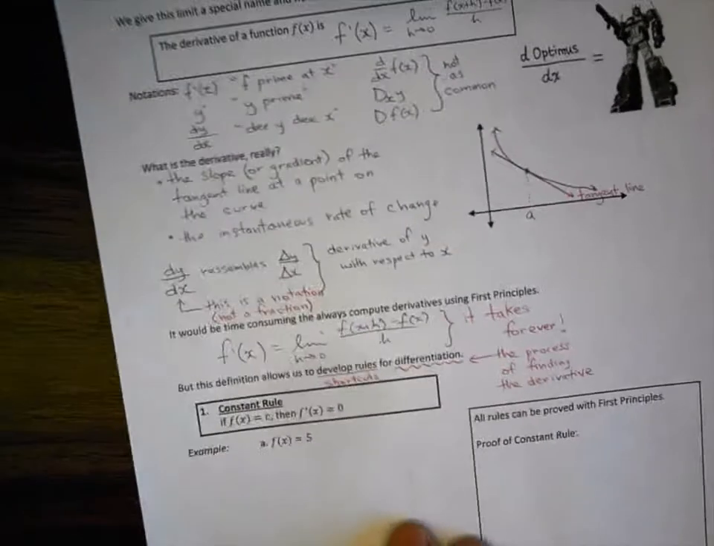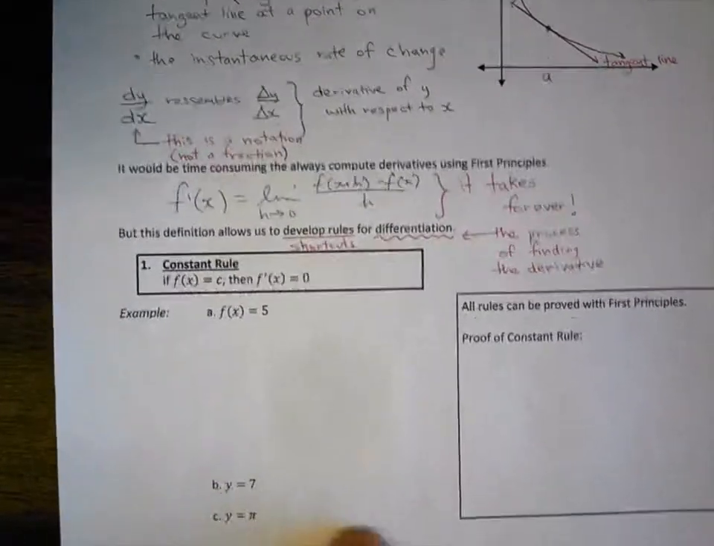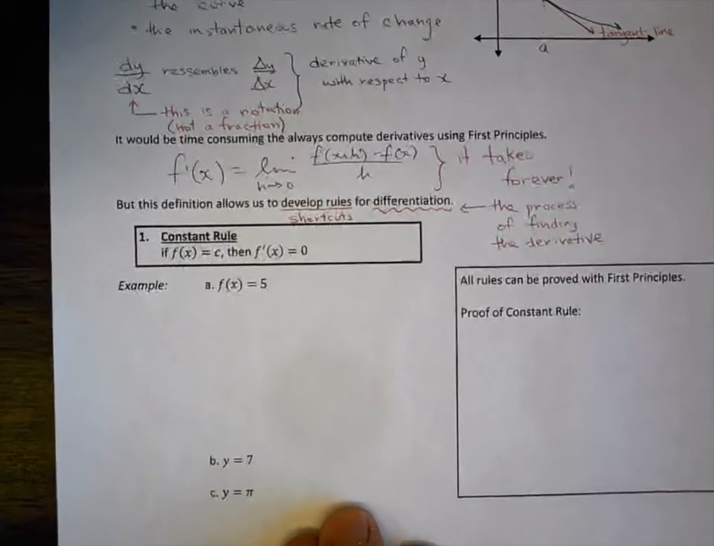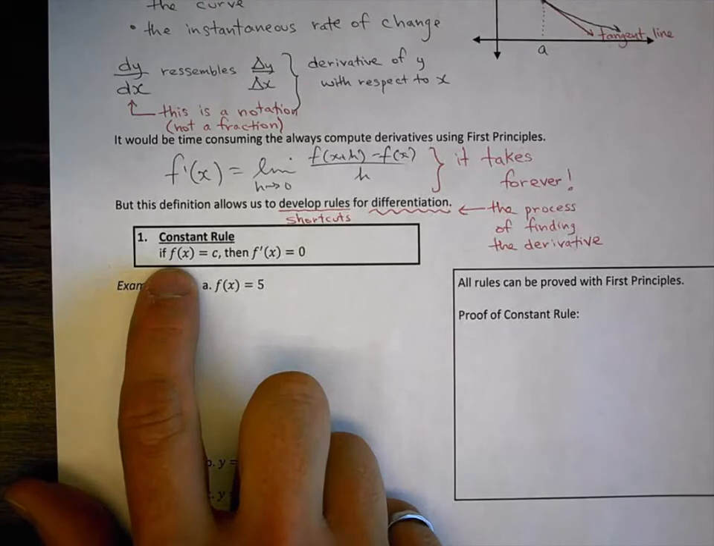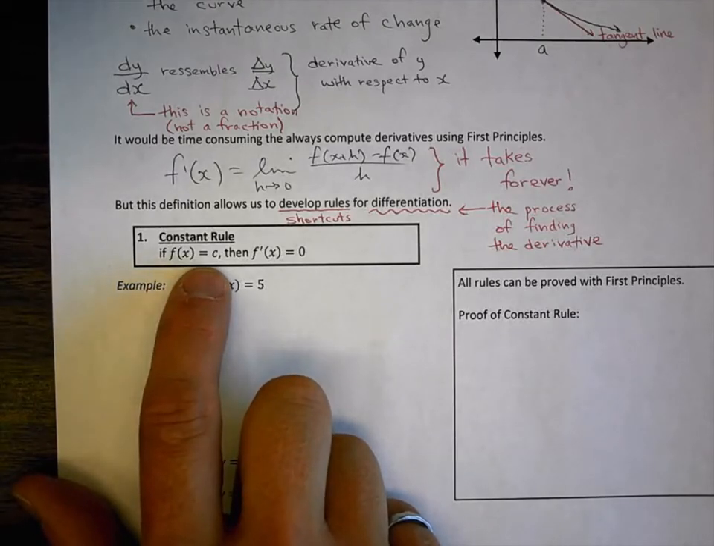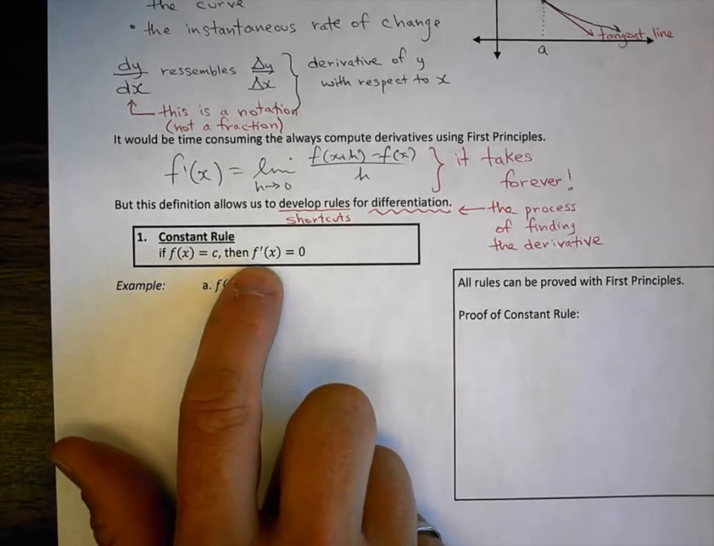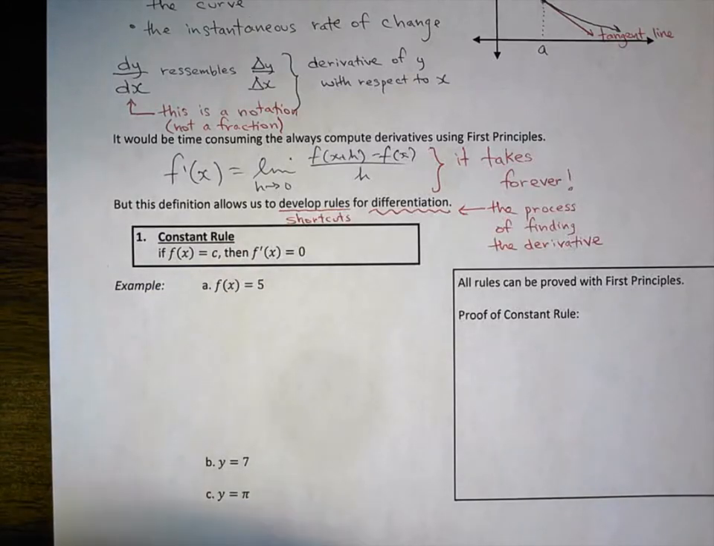Okay, so here we go. Let's start with our first rule. And there's going to be a bunch of them over the next few weeks, I guess. The first one, the constant rule. If f at x is equal to c, then the derivative, f prime at x, is equal to 0.